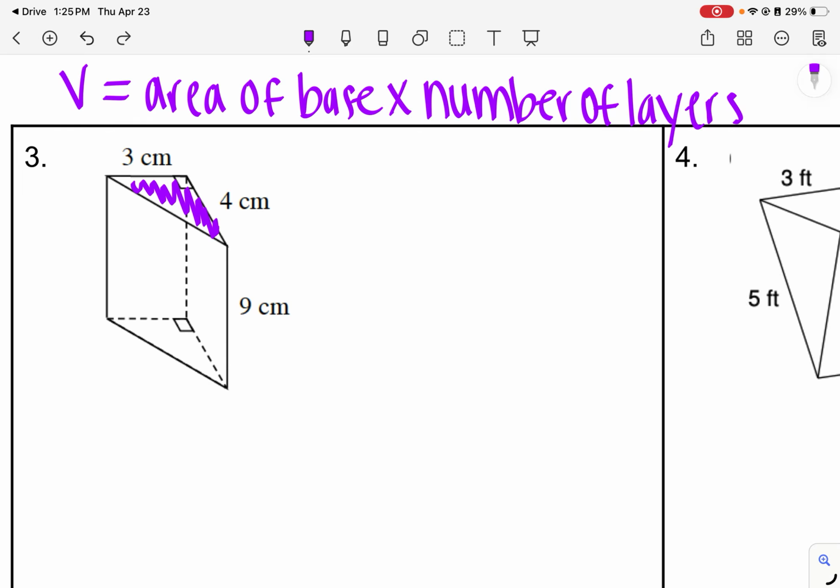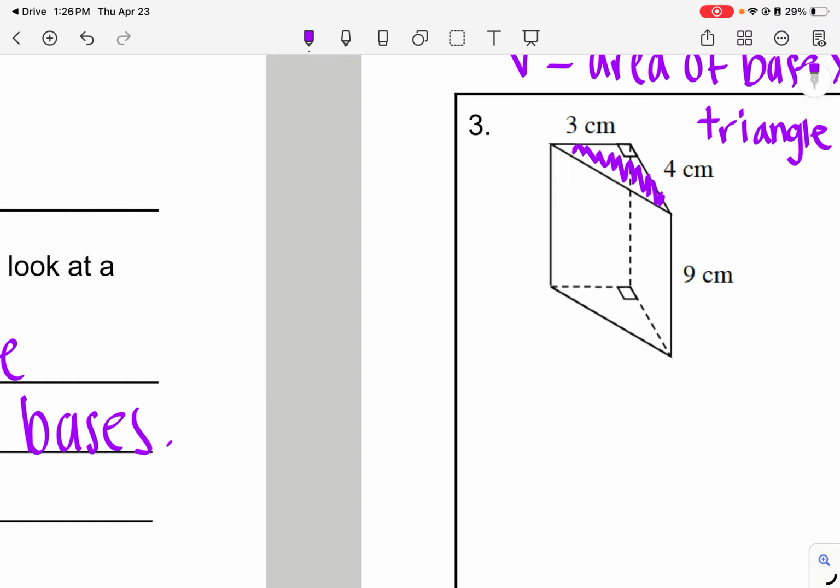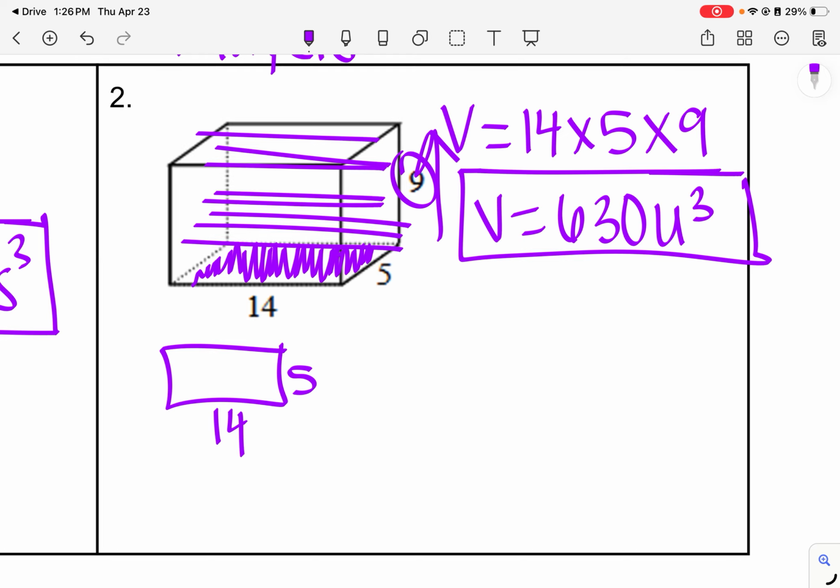They are parallel. So I'm going to color this one in just because there's numbers on that, but I could transfer that information down, like this is 3 here, this is 4 right here. We know that if this is 9, then all these other pieces are 9 also. So you can transfer that information, and sometimes you do have to, but keep that in mind. So I'm going to find the area of my base. Now in this case, my base is a triangle. So because it's a triangle, I'm going to use a different formula for the area of the base than I did on number 2 because that was a rectangle.